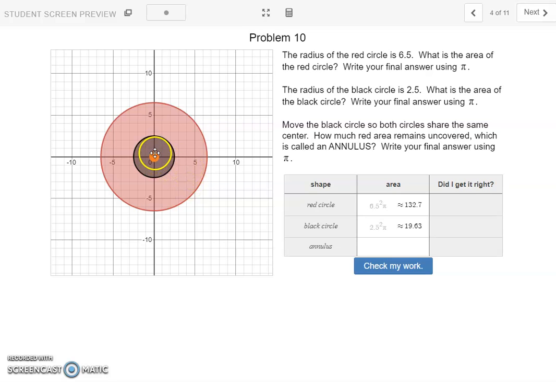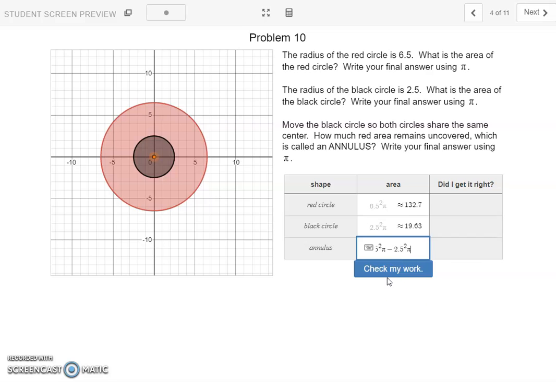You're putting the black circle so it shares the same center, and what they're asking you to do is find the area of this remaining red region here. This section is called an annulus. It's the area that's left over. So we're going to take the area of this original circle, 6.5 squared pi, and subtract away the area of the second circle, which is 2.5 squared times pi. By subtracting those two answers, what we end up with is the area that remains.